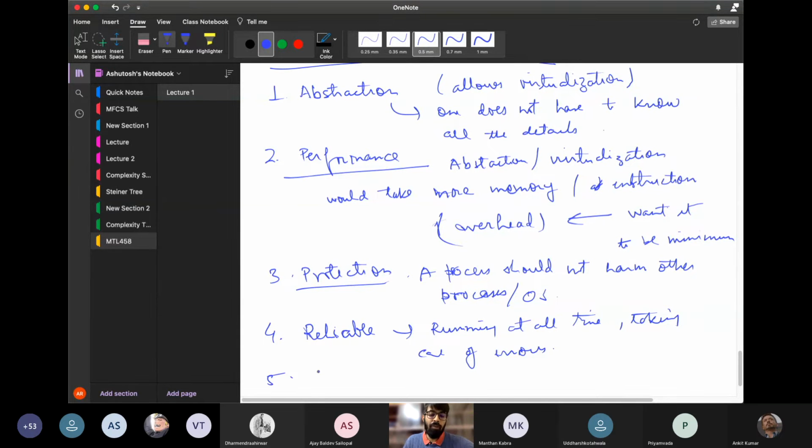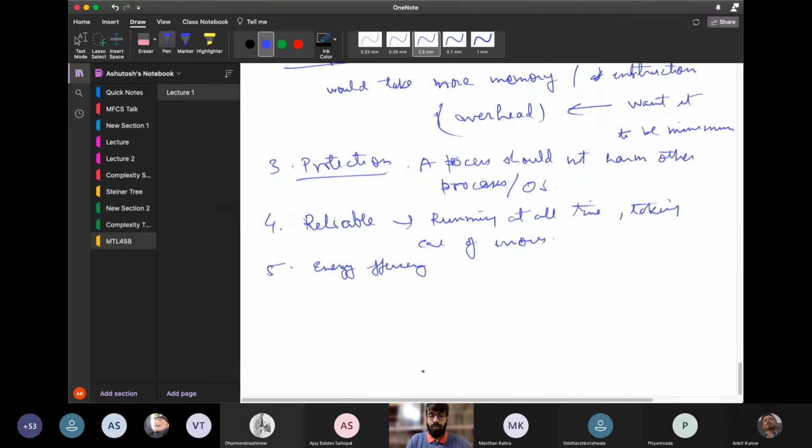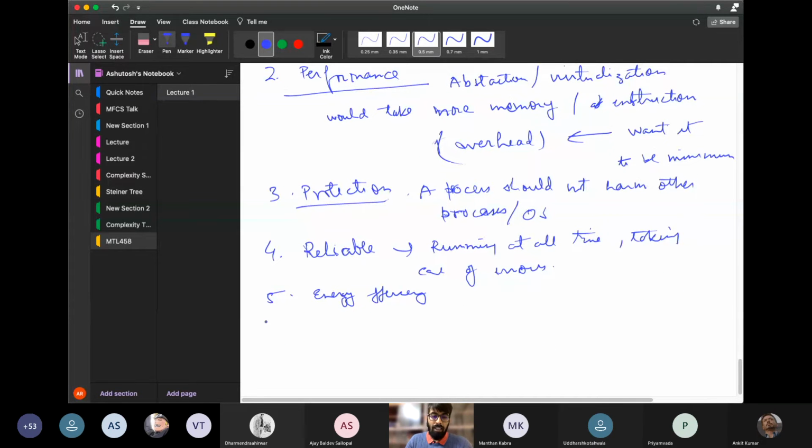And then you might have something like energy efficiency, and security, as I said, but we'll not be discussing that much. Security is about some malicious people in the network trying to get to your computer and do something. And the last one is mobility, that you want your operating system to be usable on a range of devices.